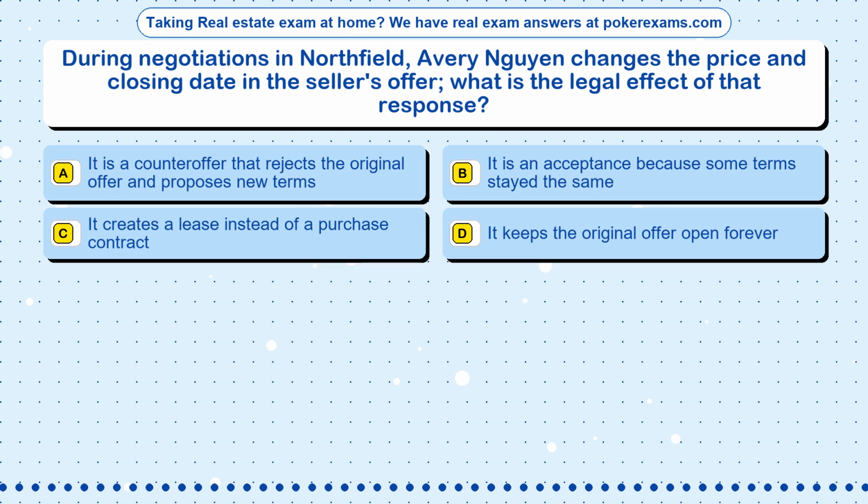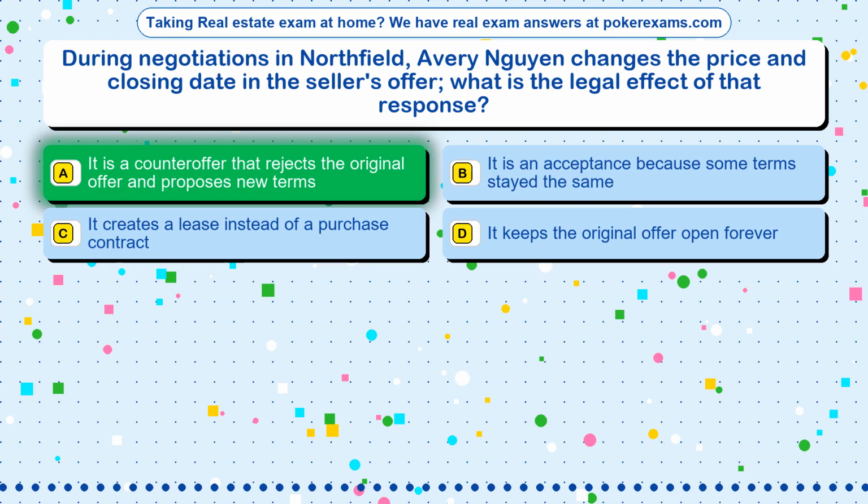Question 45. During negotiations in Northfield, Avery Gwynn changes the price and closing date in the seller's offer. What is the legal effect of that response? Option A. It is a counteroffer that rejects the original offer and proposes new terms. Option B. It is an acceptance because some terms stayed the same. Option C. It creates a lease instead of a purchase contract. Option D. It keeps the original offer open forever.